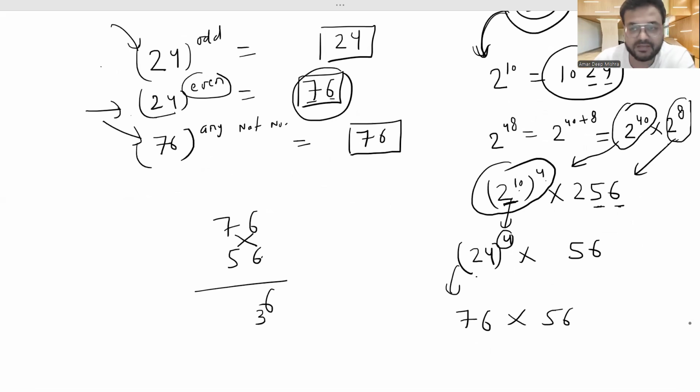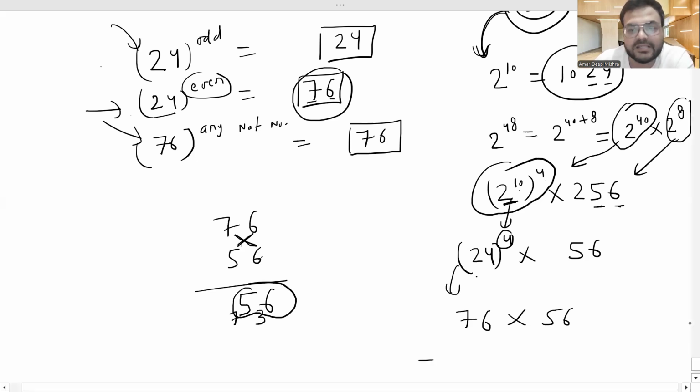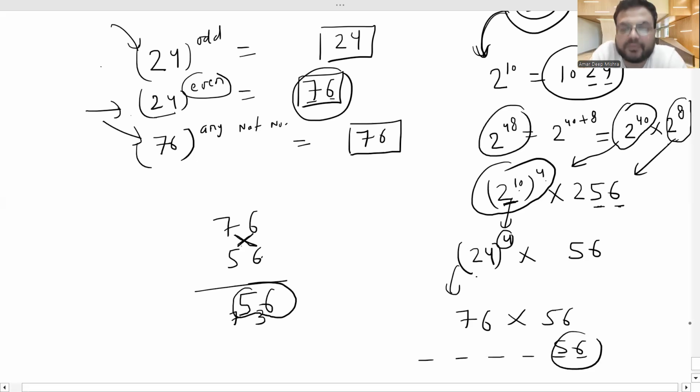This will be 7 6 are 42, and this is 5 6 are 30. Okay. 42 and 30, if you add them, you will get 72. 72 plus 3 is 75. From 75, you take 5 and put 7 as a carry. So this 56, you will be getting as the last two digits of this 2 power 48. Okay, it's quite easy.